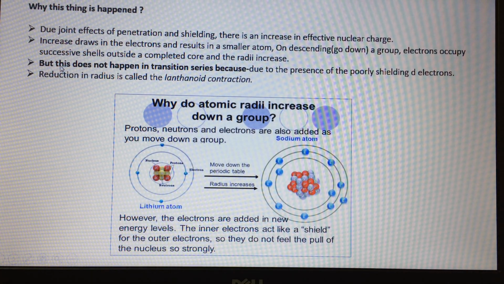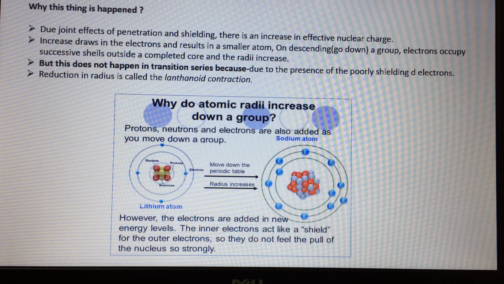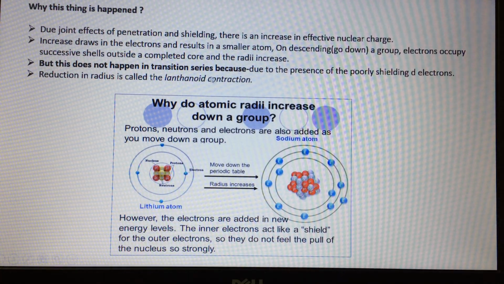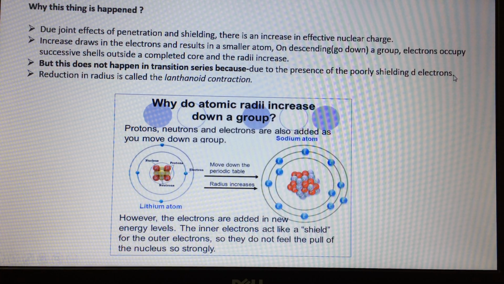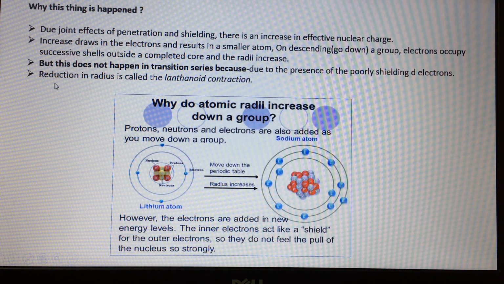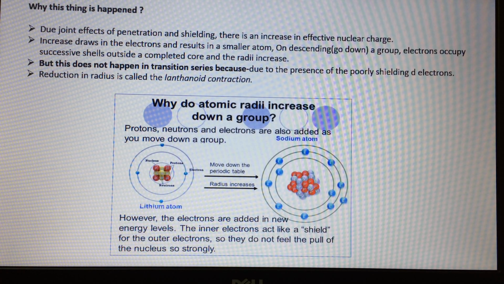But this is not applicable for transition elements, because of the poor shielding of the electrons, and this decrease of radius is also called the lanthanide contraction. Why do the atomic radii increase down the group?